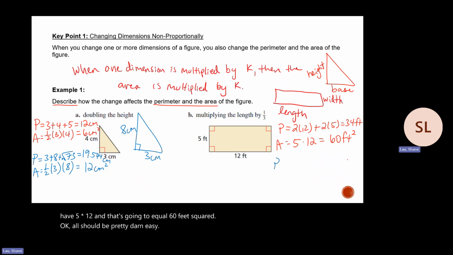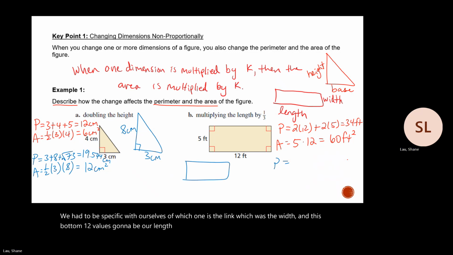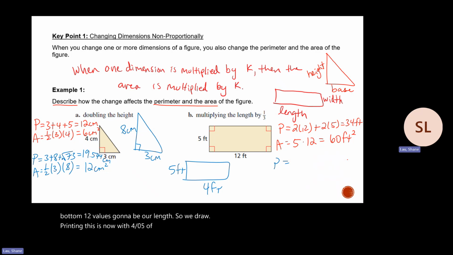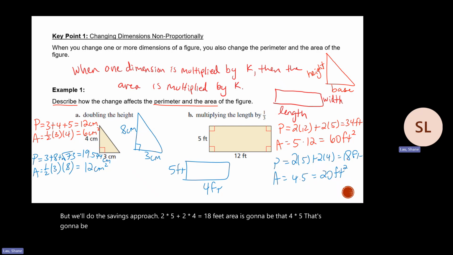We'll keep going. This time we want to multiply the length by a third. Well, remember, we have to be specific with ourselves of which one is the length, which one's the width, and this bottom 12 value is going to be our length. So let's draw. We're going to say this is now a 4, this is a 5. Of course, my drawing is not up to scale. That's okay. Don't worry about it. But we'll do the same exact approach. 2 times 5 plus 2 times 4 equals 18 feet. Area is going to be that 4 times 5. That's going to give me 20 feet squared.